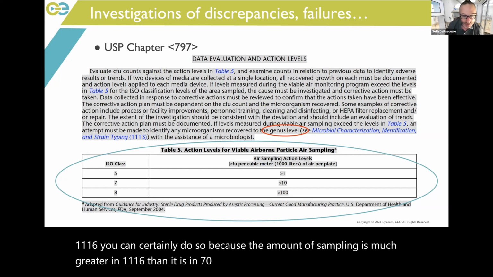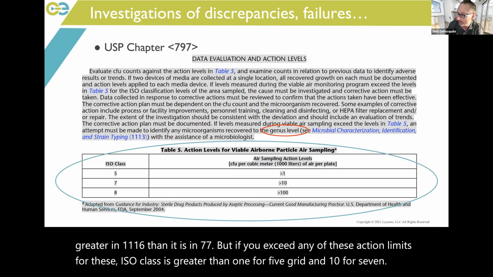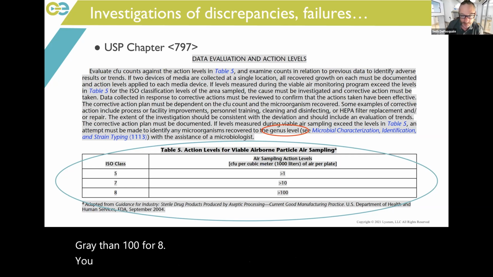But if you exceed any of these action limits for these ISO classes, greater than 1 for ISO 5, greater than 10 for ISO 7, greater than 100 for ISO 8, you are going to want to do an investigation.